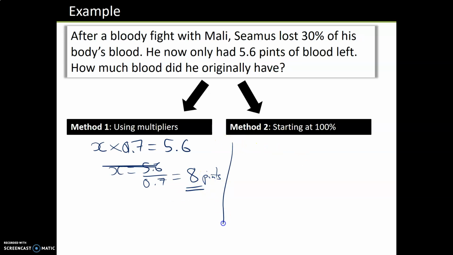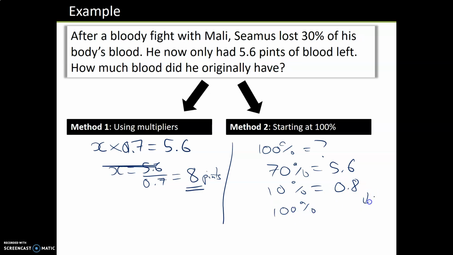The other way, which I don't particularly like because it feels not very applicable, but some people do like doing this, I'll just show you anyway. So I don't know what 100% is, but I know that 70% of Seamus's blood is 5.6. So for 1%, you divide by 70, or for 10%, you divide by 7, so that's going to be 0.8. So 100% is times by 10, which is going to be 8 pints. So sorry, Seamus. Sorry, Marley. I miss putting people in my PowerPoints.